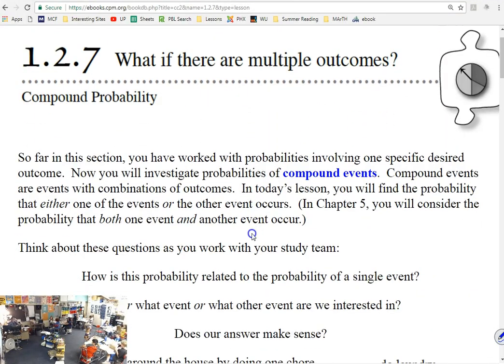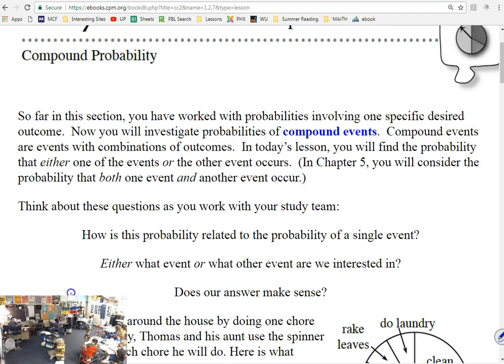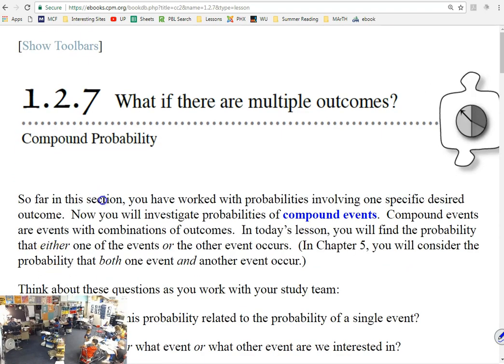So I'm gonna read our intro paragraph, and then you guys as groups can decide how you approach 119, if you want to read it out loud or whatever. So, compound probability. So far in this section, you've worked with probabilities involving one specific desired outcome. Now we will investigate probabilities of compound events. Compound events are events with combinations of outcomes. In today's lesson, you will find the probability that either one of the events or the other events occur.